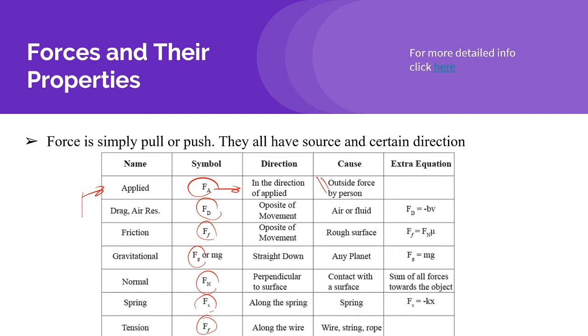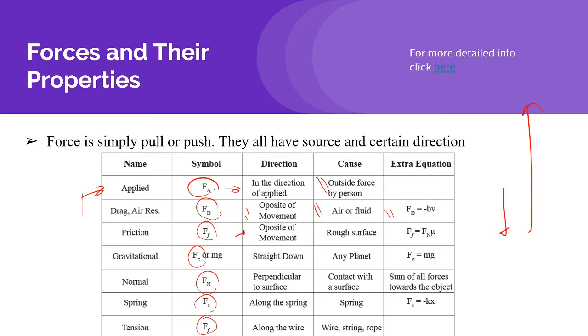Drag force is basically in the direction opposite of the movement. If the object is going down, drag force is going up. And what is the reason? When do we have air resistance, or when do we have drag force? If we are moving in a fluid, or if there's air in the system. There's an extra equation for that, but you don't really need to know that at this point. Drag force is going to have a negative bv equation.